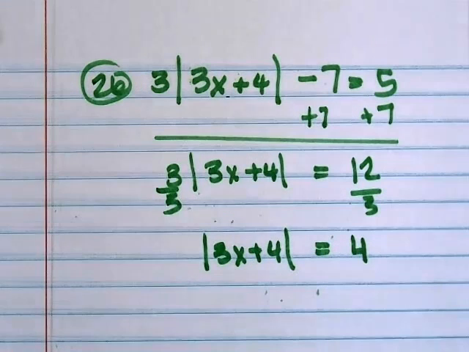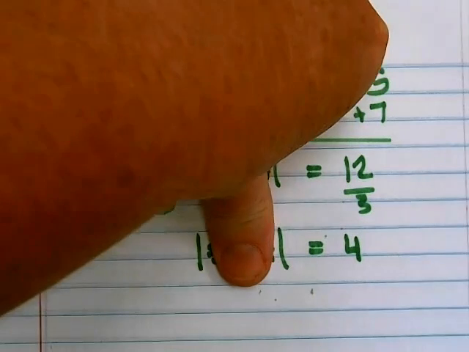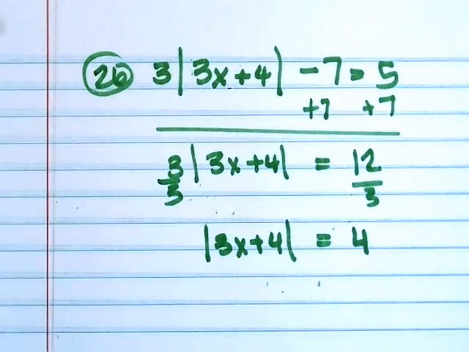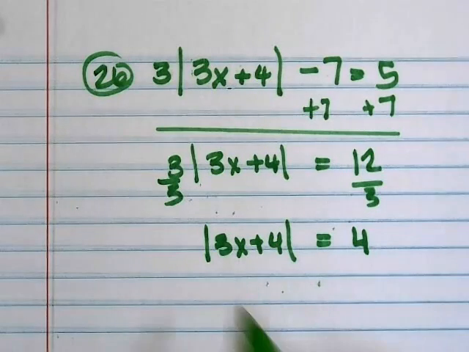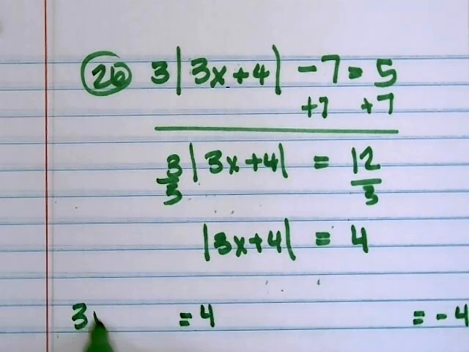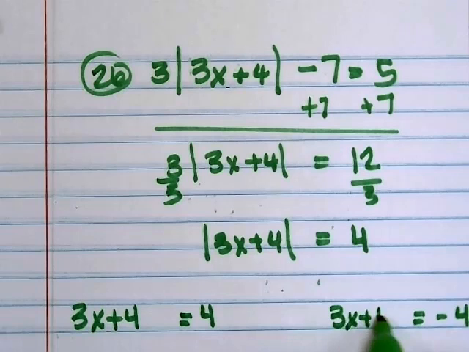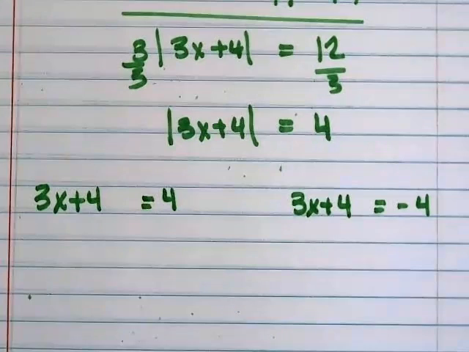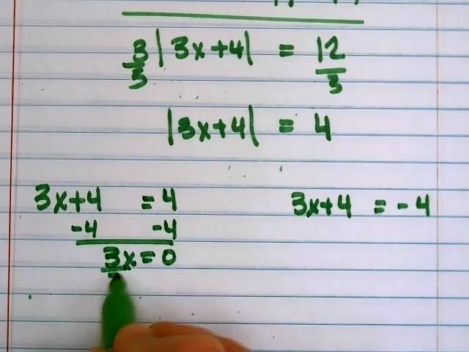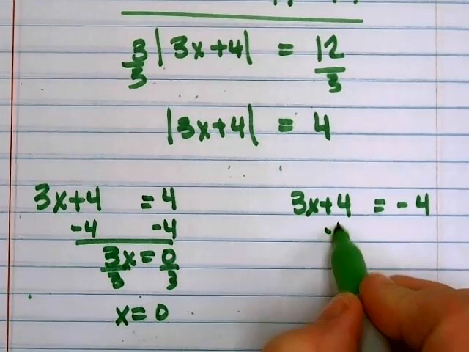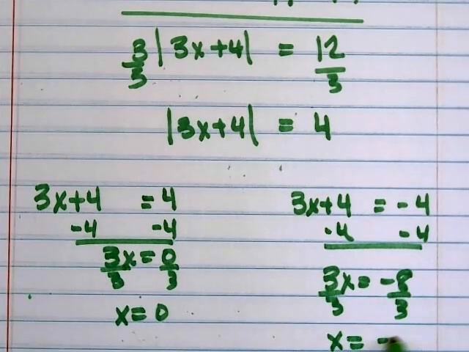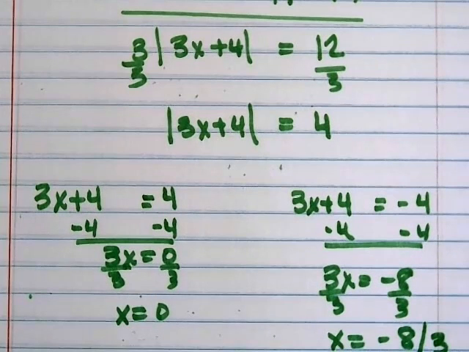Now, what's the question you ask yourself now? Stuff in the absolute value bars must be what? Equal to 4 or negative 4. So, solve those little equations. 0. Or negative 8/3.